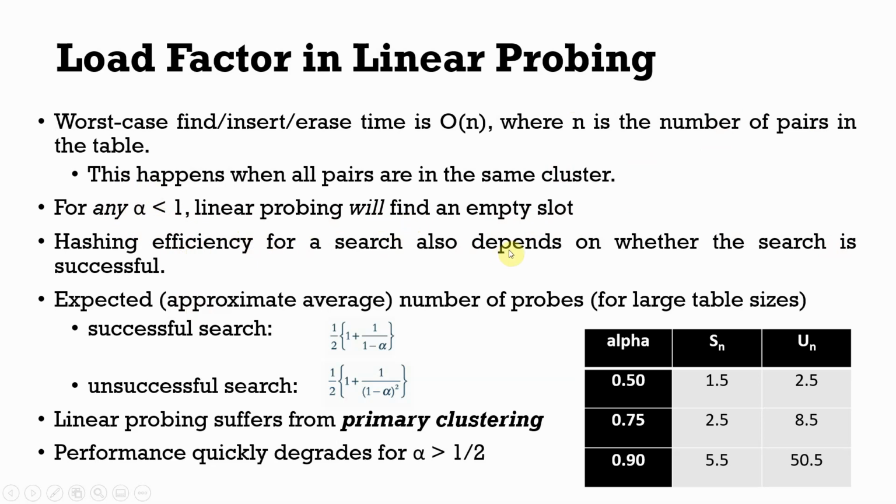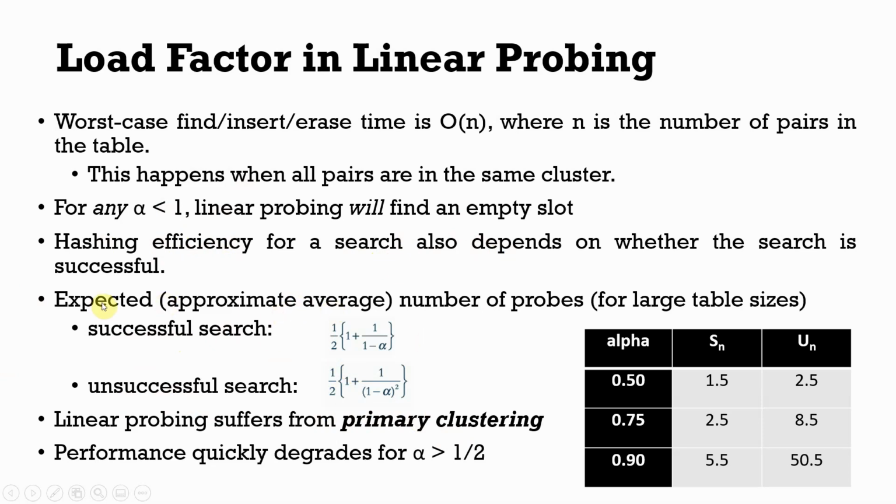Hashing efficiency for a search also depends on whether the search is successful or not. So in analyzing the efficiency of hashing, we usually have two different cases: successful searches and unsuccessful searches. Based on complicated math that we are not going to study in this course, we're just going to trust the final results.